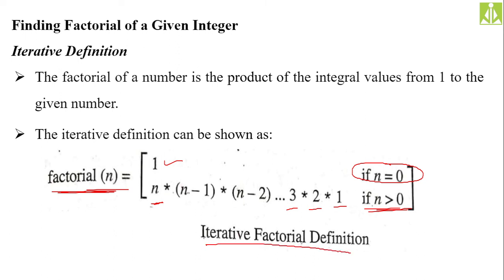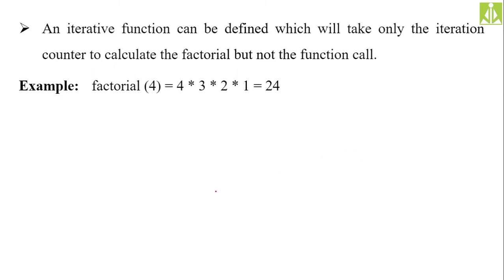This particular thing we need to remember when we are implementing the factorial of a given number in the iterative approach. So factorial of 4 is nothing but 4 multiplied by 3 multiplied by 2 multiplied by 1, and that is 24.